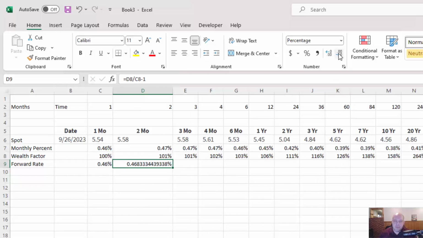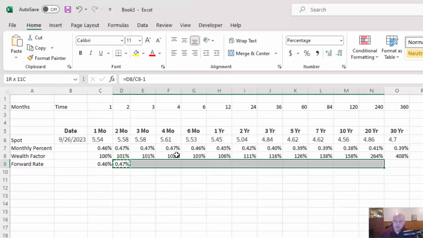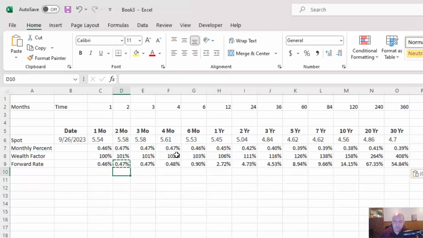And this is pretty short in the term structure here, and the rates are pretty close together. So the forward rate is very close to the spot rate on a monthly percent basis. And that's all there is to it. These represent the rates you'd have to pay today to buy a contract that starts in the future and lasts up until the term specified at these dates up top.